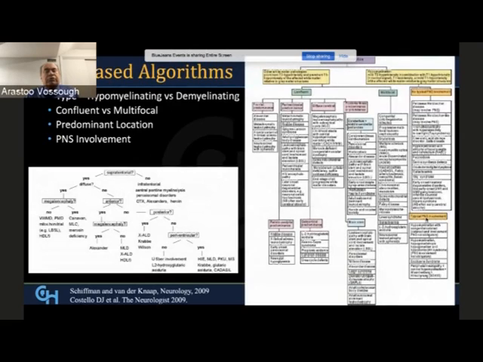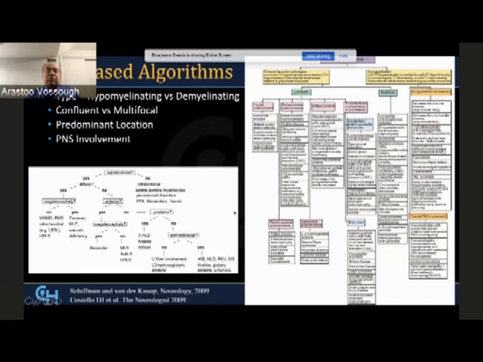So how do we approach the very large, almost bewildering array of leukodystrophies and leukodystrophy mimics on MRIs? One convenient first starting point would be to differentiate hypomyelinating versus demyelinating, as we discussed.